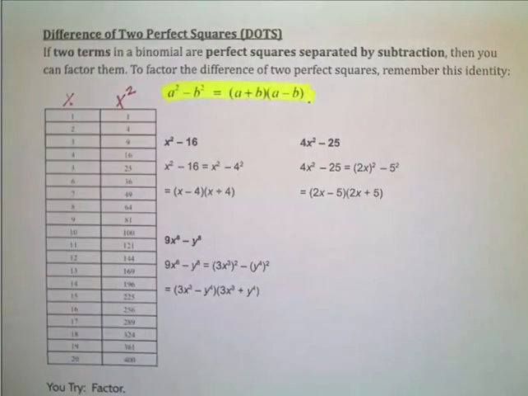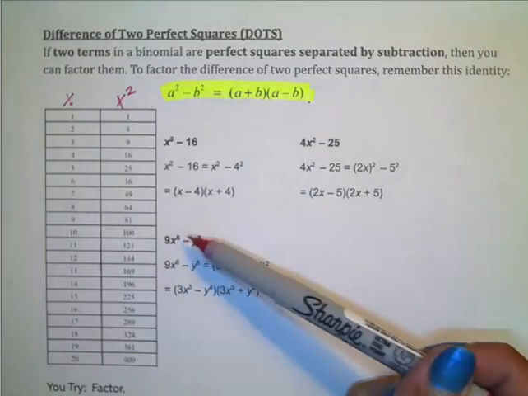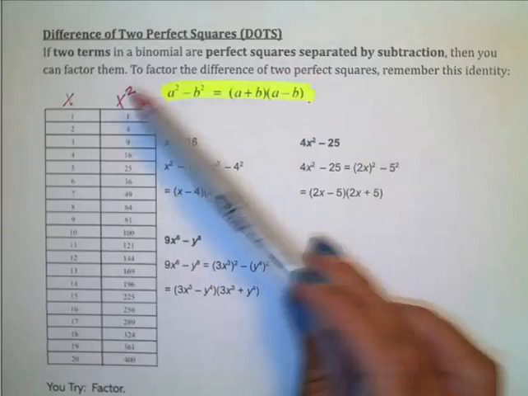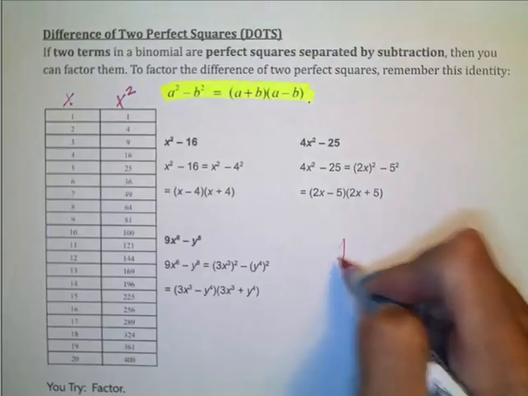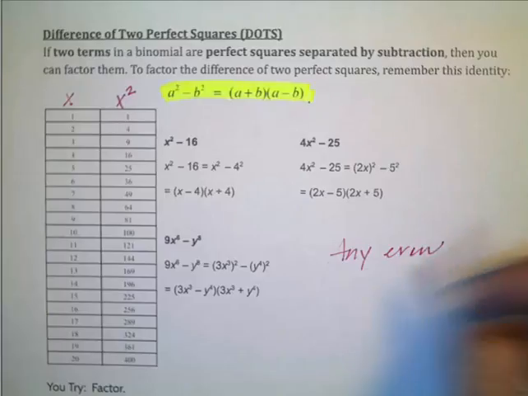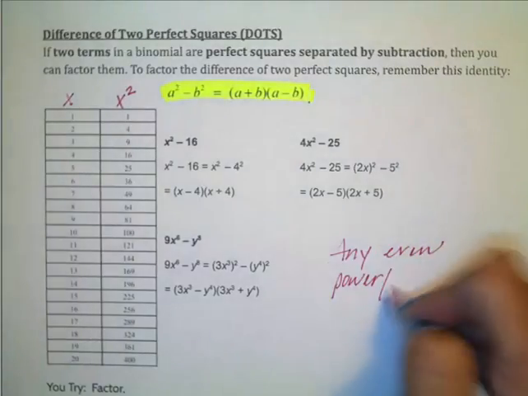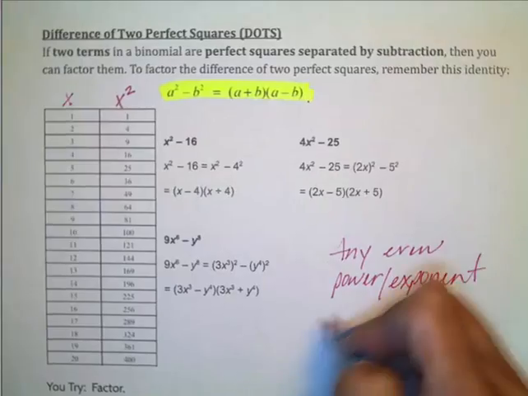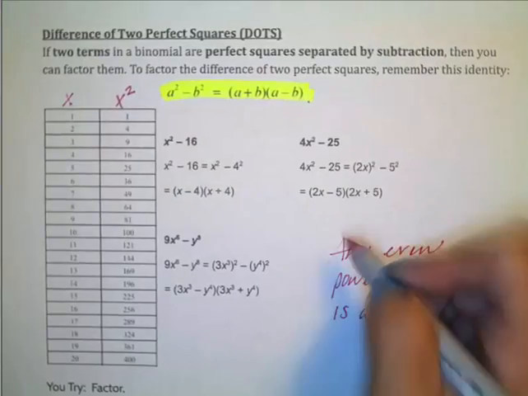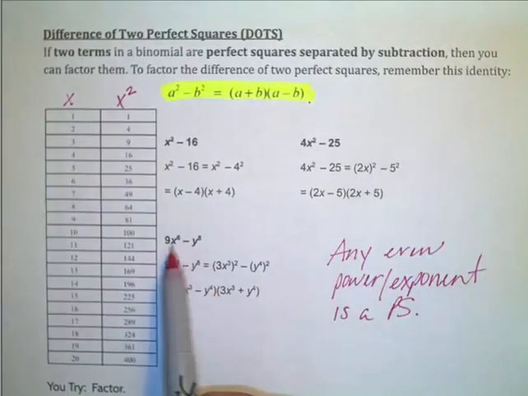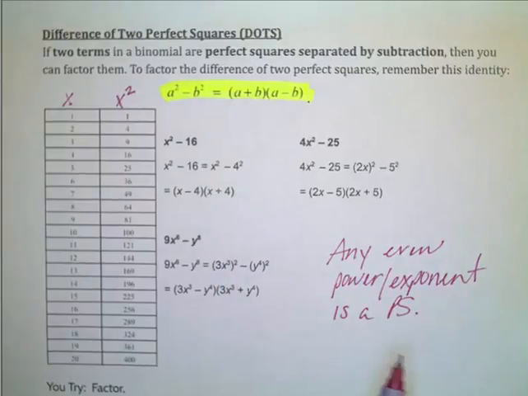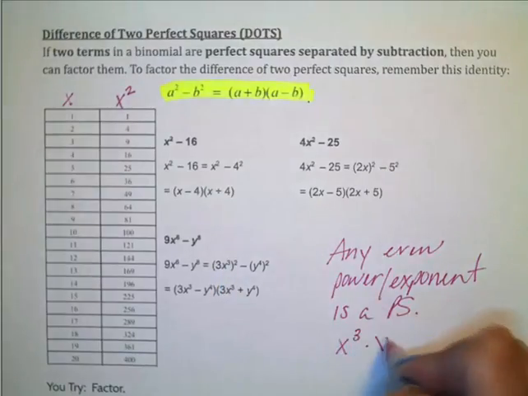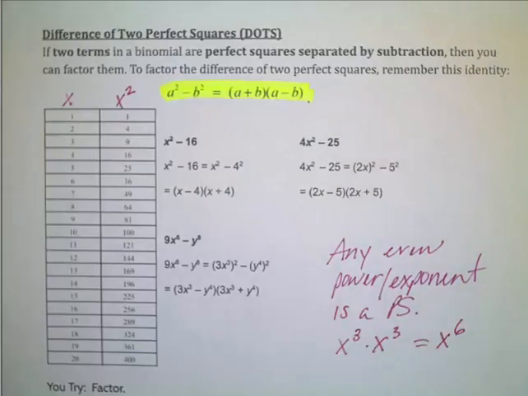And the last example is probably the most difficult because it's not just squares. We have x to the 6th power and y to the 8th power. So for a difference of two perfect squares, any even power is a perfect square. So for 9x to the 6th, the perfect square is 3x to the 3rd, because x to the 3rd times x to the 3rd, we add the exponents, so we get x to the 6th.